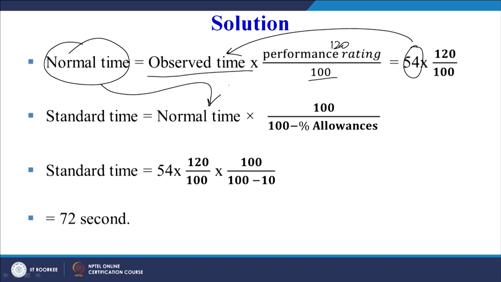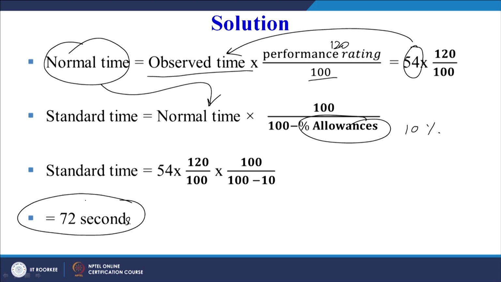Standard time is normal time into 100 divided by 100 minus percentage allowance. So the percentage allowance, if you see, is given as 10% here. So we can very easily see standard time is 54 into 120 divided by 100, into 100 divided by 100 minus 10. So 72 seconds is the answer for this simple situation.